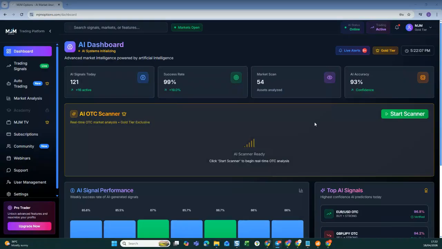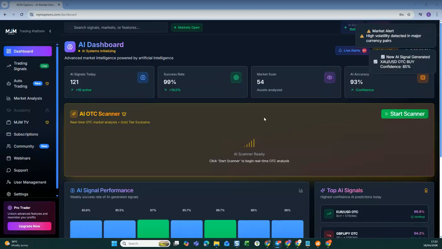Our website is mjmoptions.com. For those of us who are new here and want to get access, log on to mjmoptions.com. This is the MJM AI community, where we use our AI to make money from the financial market, and that is hopefully what we're going to be doing this evening.